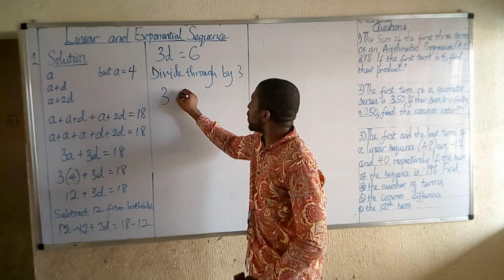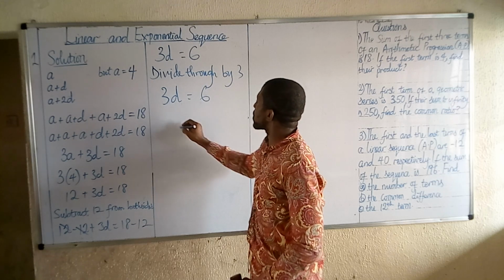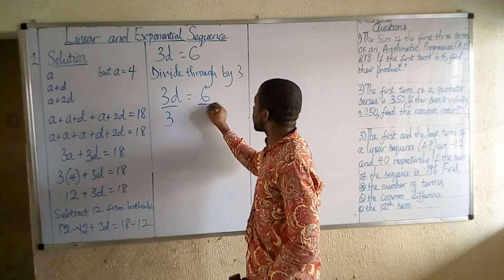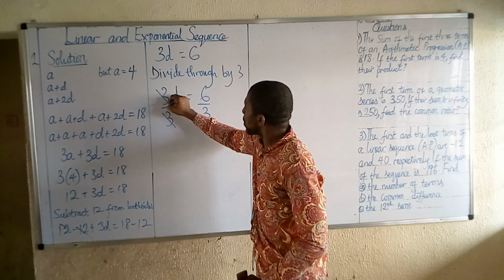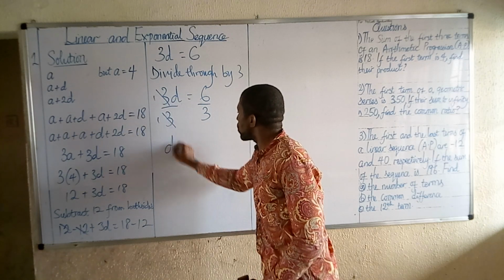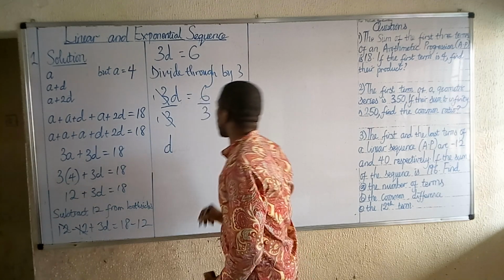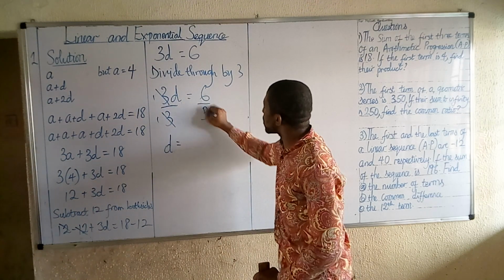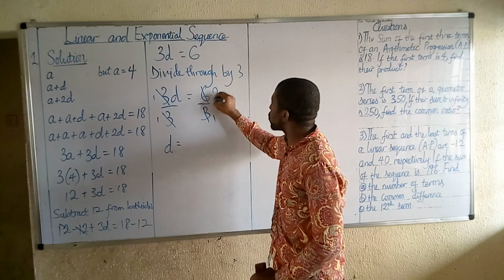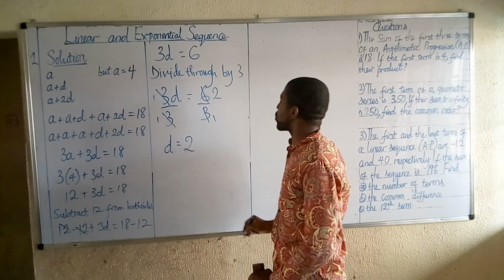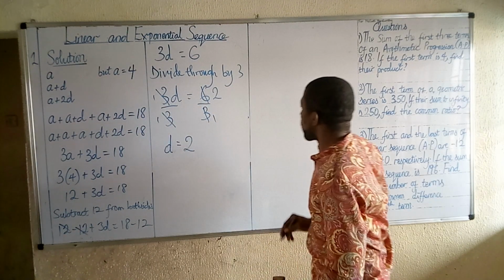So 3D equal to 6. Here divide by 3, here divide by 3. Cancel, we have 1. So D, which is our common difference, is now equal to 3 goes into 6, 2. So D is 2. We have gotten the common difference.